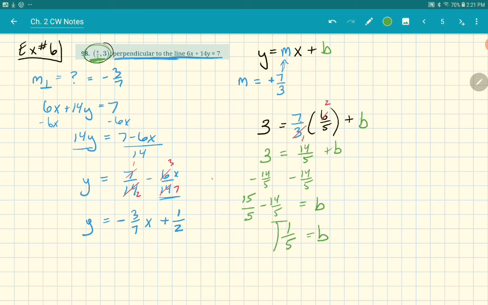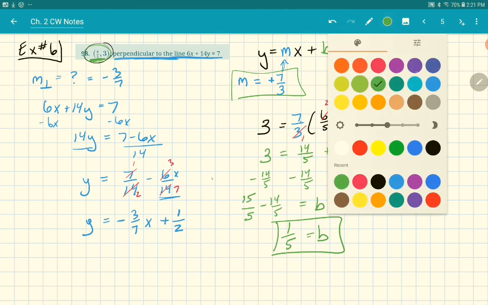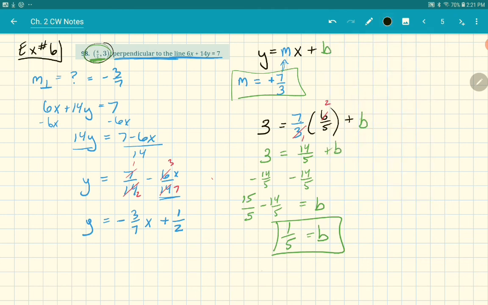Okay, so now I have my b, and I got my m from up here, and now I can rewrite that generic equation with y and x written as variables again, and plug in. My m is a positive 7/3, and my b is 1/5. And there's my final answer.